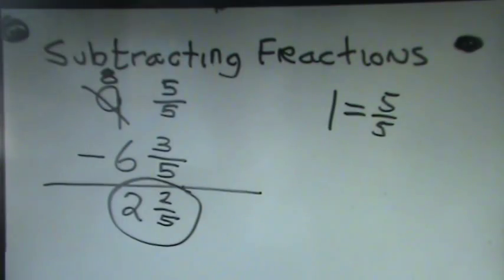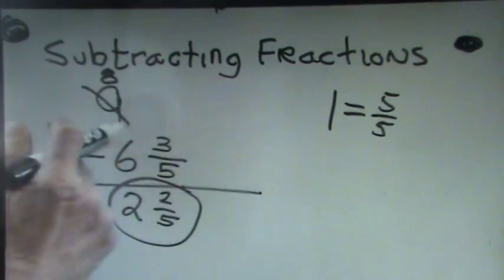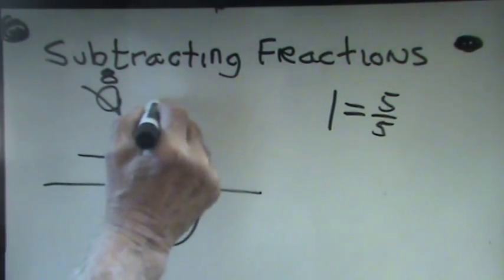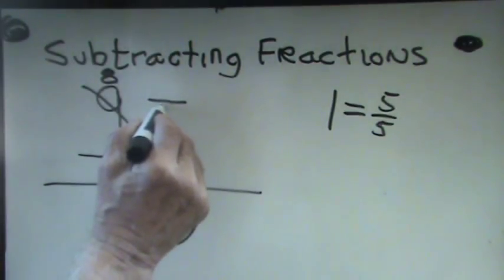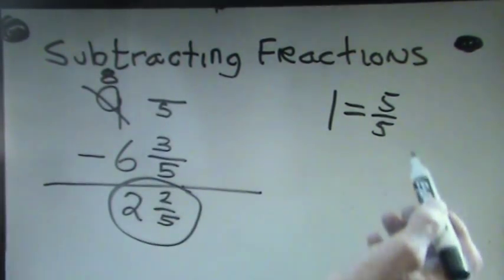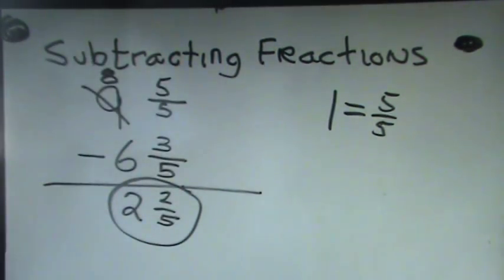So there is the skill. I had nothing here, and I had to borrow the number 1. But I had to have a fraction whose denominator was 5ths. So I just said, okay, well, 1 can be 5/5. Put the 5/5 and did the subtraction. Good. Well, we're going to work a couple of problems like this so you'll get used to it.